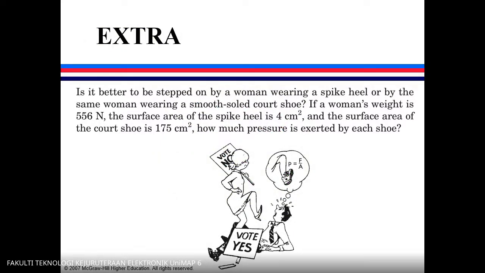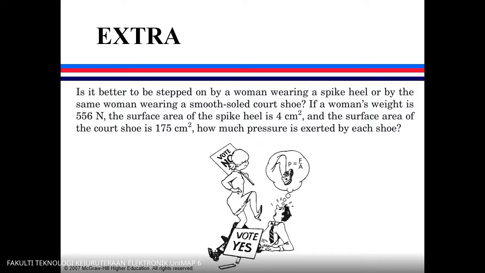Okay, and then another example. Is it better to be stepped on by a woman wearing a spiked heel or by the same woman wearing a smooth sole court shoe? Okay, if a woman weight is 556 Newton, so that is the weight of the woman. The surface area of the spiked heel is 4 centimeters square, and the surface area of the court shoe is 175 centimeters square. How much pressure is exerted by each shoe?